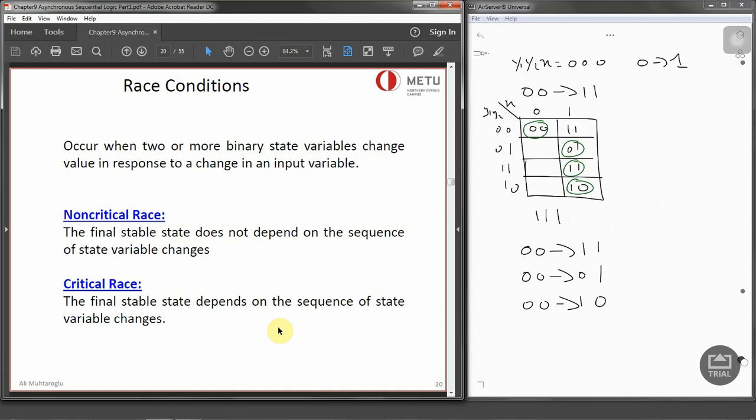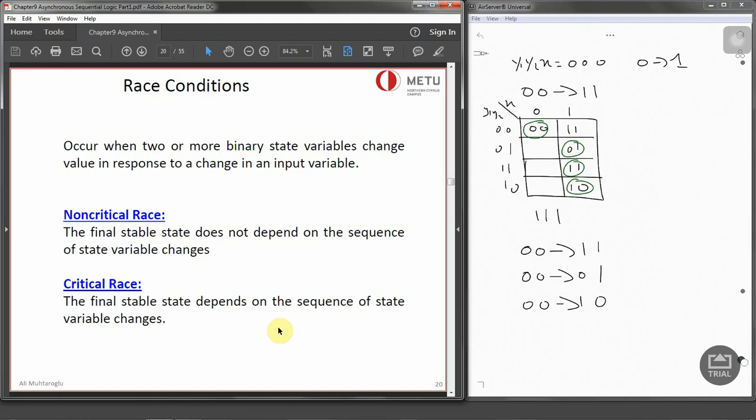And we have to avoid that. So the race is critical because the circuit goes to different stable states depending on the order in which the state variables change.